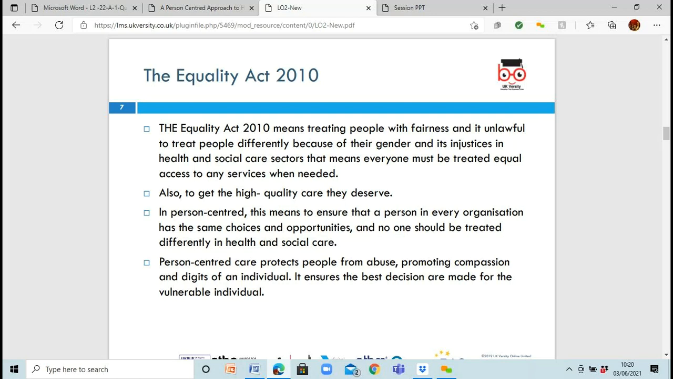Now, person-centered care also protects people from abuse. It promotes compassion and dignity within that. And it also helps you to make good decisions for vulnerable people.